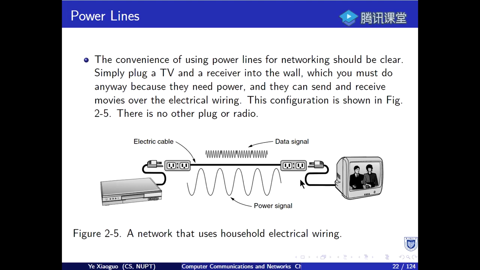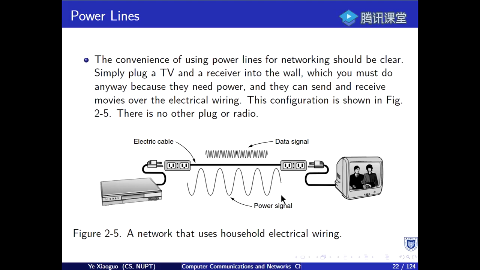The convenience of using power lines for networking should be clear. Simply plug a TV and a receiver into the wall, which you must do anyway because they need power. And we can send and receive movies over the electrical wiring. This makes using the electrical devices very convenient. This configuration is shown in Figure 5.